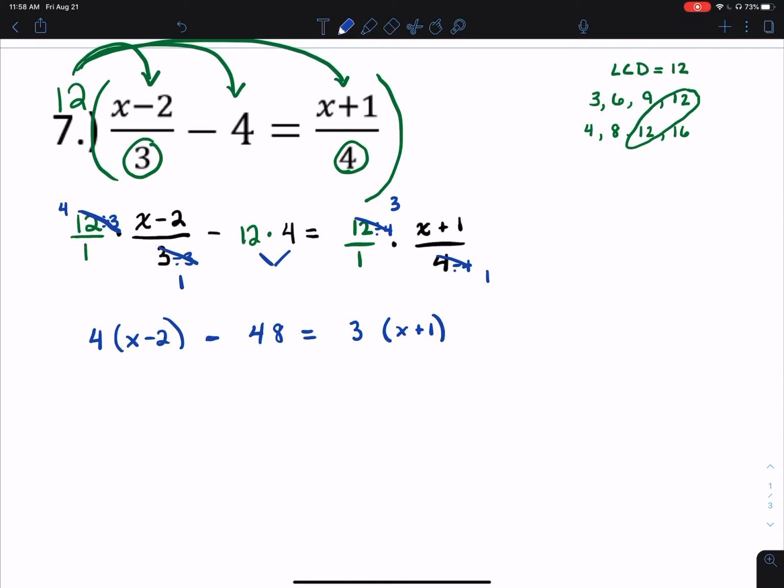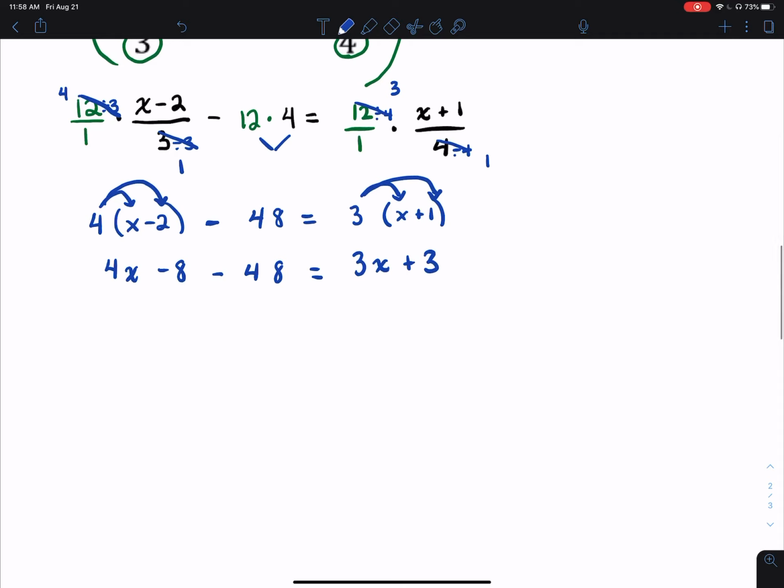So now I solve the equation using the skills we learned earlier. I'm going to first distribute to get rid of my parentheses. That gives me 4x - 8 - 48 equals, I have to distribute on this side as well, 3x + 3. Now I have to combine my like terms. So on my left-hand side, I have these constant terms, the -8 and -48. When I combine them, that gives me -56.